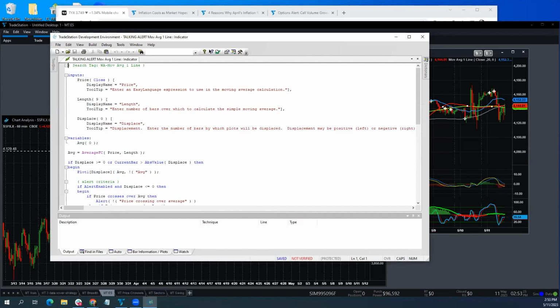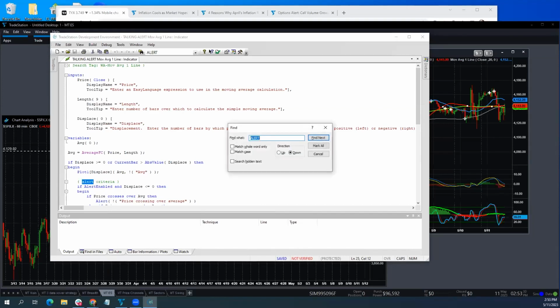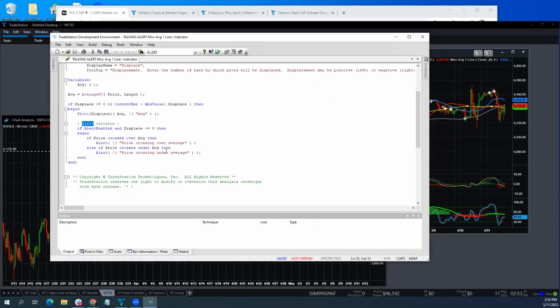So what's interesting here is if you actually look for, as your keyword, search for alert. Okay, if alert enabled. Now, one of the things I don't like about the initial version of this is that it just says price crossing over average. It doesn't tell you the symbol or anything else like that. So I've done this for some other ones.